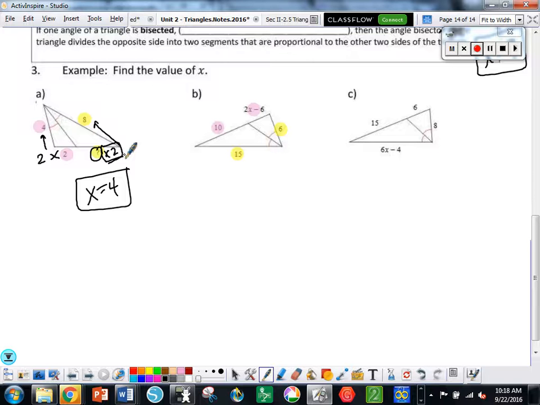The problem is the scale factor is not always easy to find. Is it easy to find out what I have to multiply by 10 to get 15? Well, I know what it is, but it's not quite as cut and dry as this one. So if you're not sure what the scale factor is, you may want to set up the proportion. Finish that off for me. I said 10 over 2x minus 6 equals what over what?